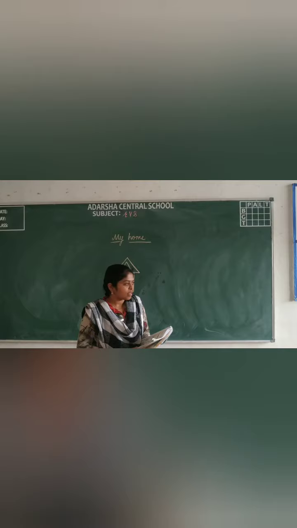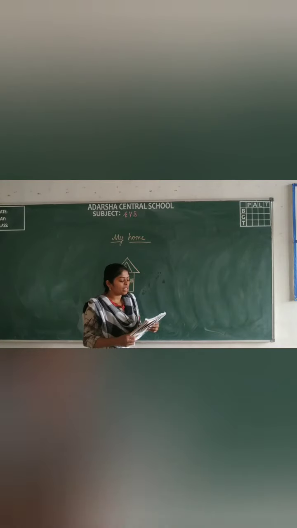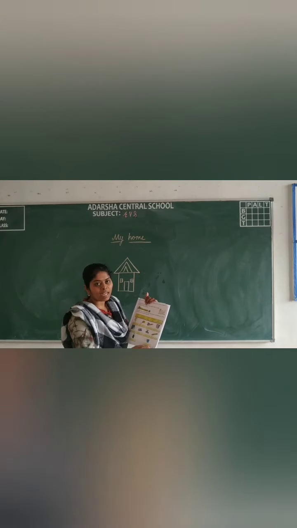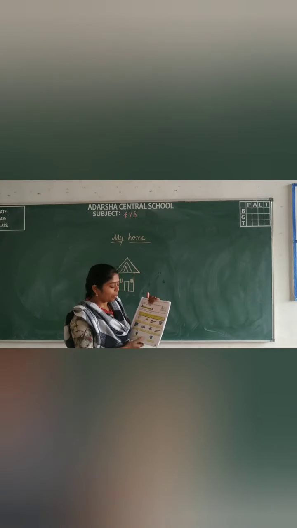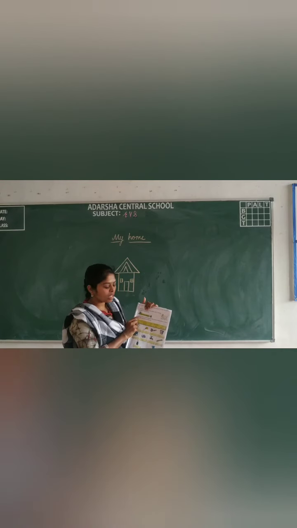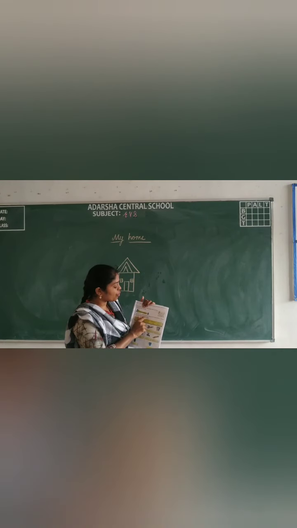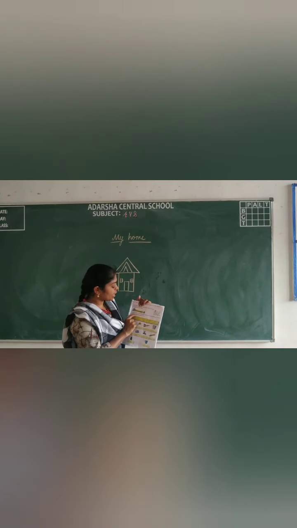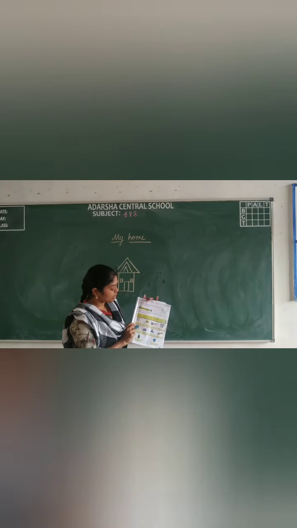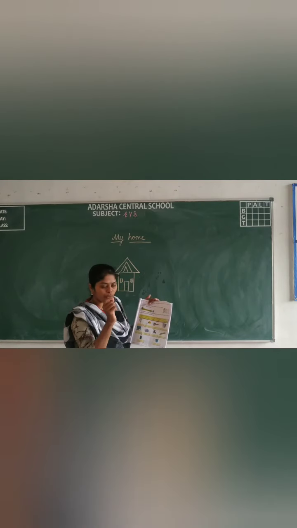There are some classroom activities given in your EVS book. Take and open your EVS book, page number 25. The first one is: write the names of the following things found in the bathroom. Choose the correct word with the help of this box. See the pictures and write their names.